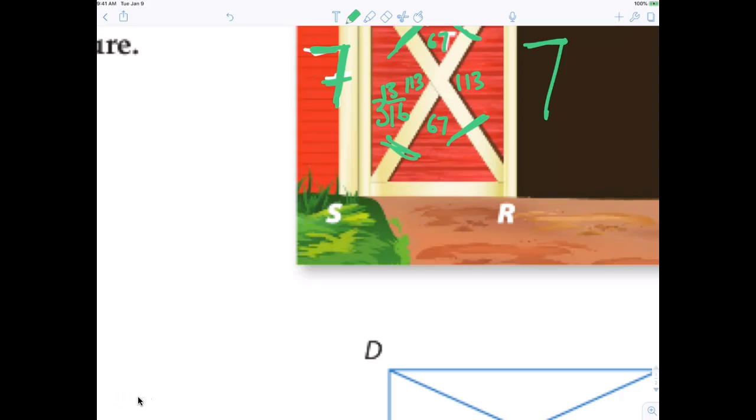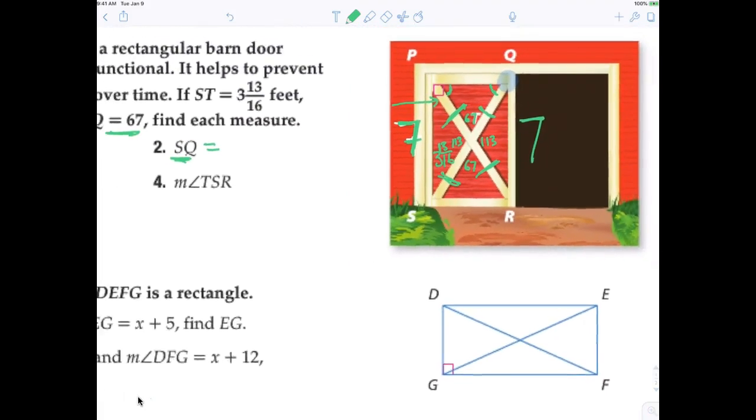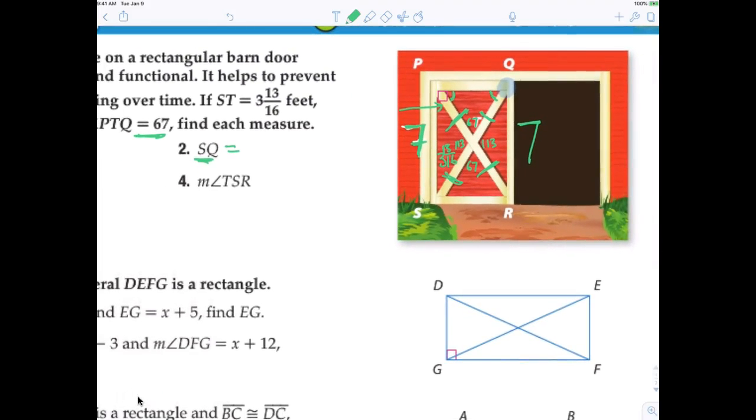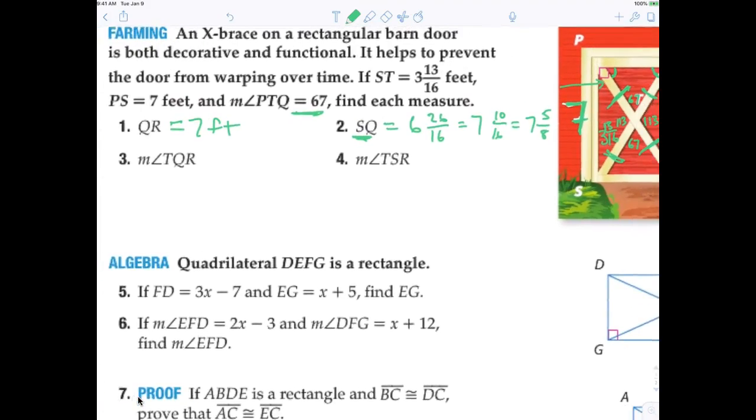Thank you. So then if I double that, right? We don't need a calculator for that, so let's practice. So it would be 6 and then 26 over 16, right? And then that would be 7 and 10 over 16, which is the same as 7 and 5/8. All right, we don't need calculators for that. And if for some reason you've forgotten your little fractions there, just let me know and I'll fill you in. Any questions on that?